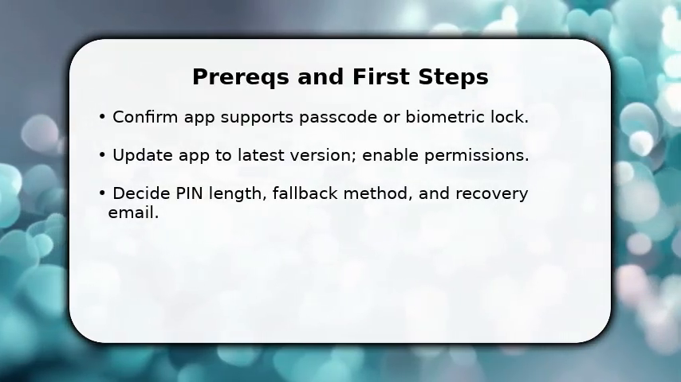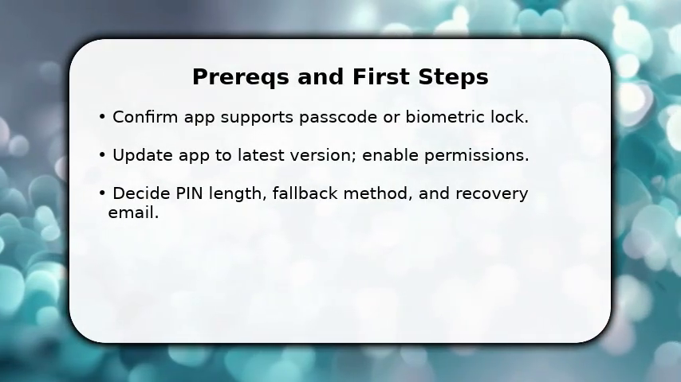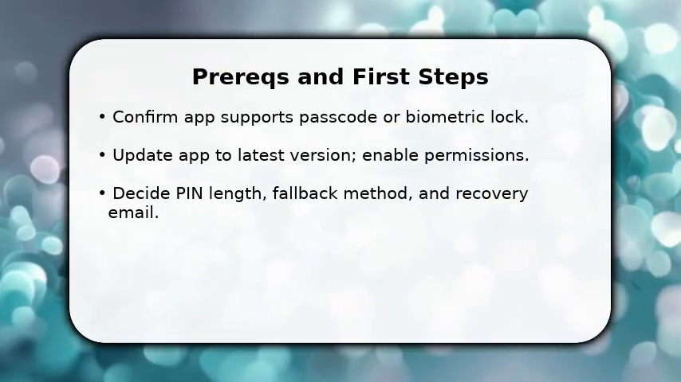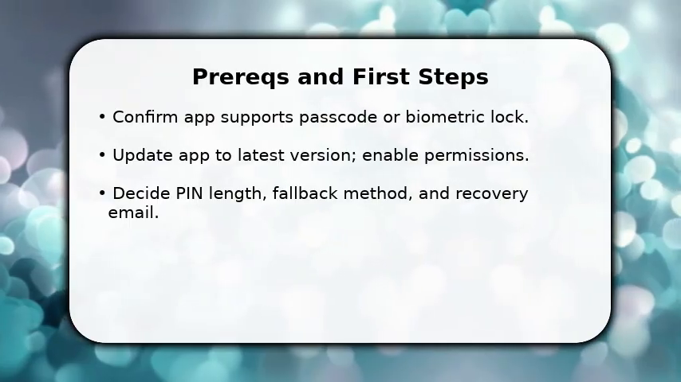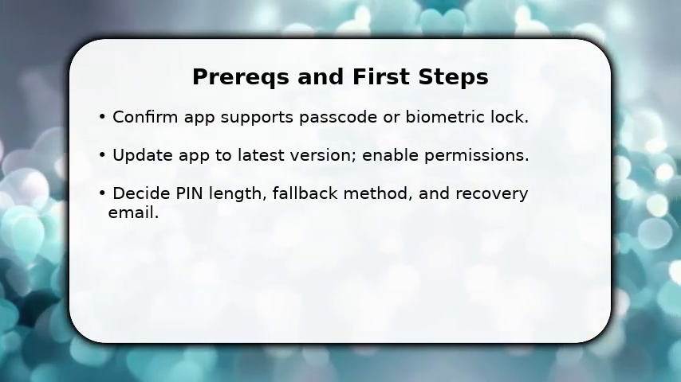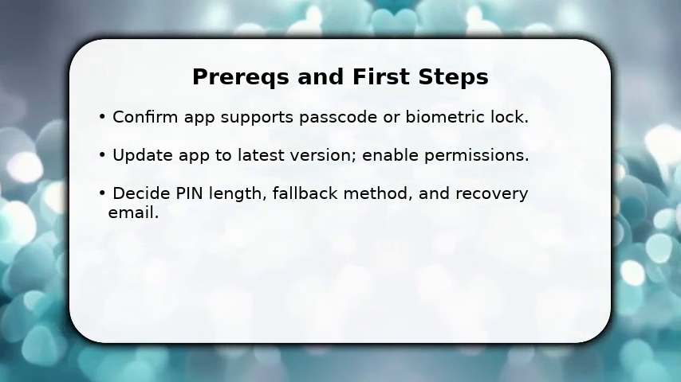Next, choose a secure PIN length or enable biometrics. Do this now because it affects fallback options. Make sure you register a recovery email or secondary verification. Otherwise, you risk losing access if you forget credentials. This initial setup prevents common lock problems later.